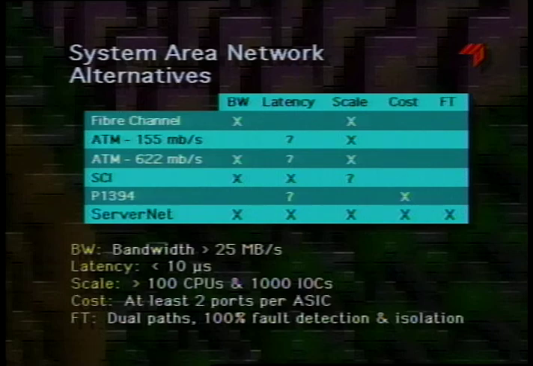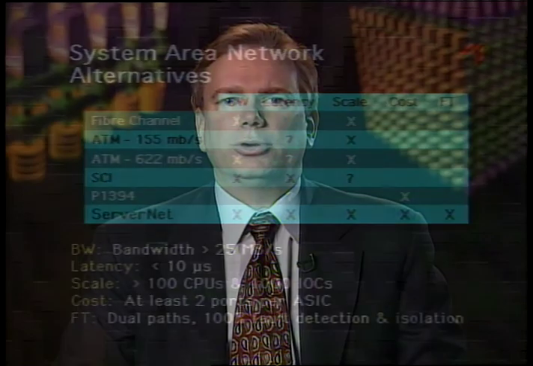Finally, none of the standard networks have been designed from scratch to support fault tolerance. The requirements for redundant paths, for fault detection, and for fault isolation are very difficult to add to standard network components.